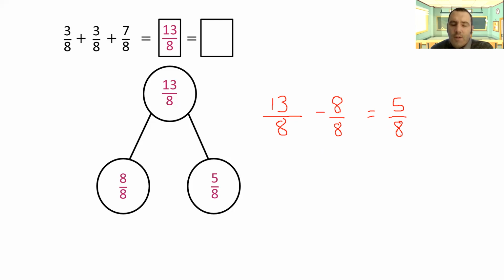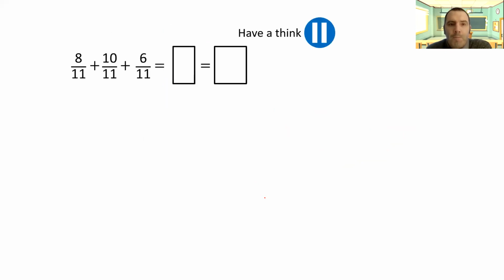So that's where we get this 5/8 from that goes in here. And I know that 8/8 is equivalent to 1. So my answer for this as a mixed number is 1 and 5/8. Okay, your turn now. Pause here, have a go.